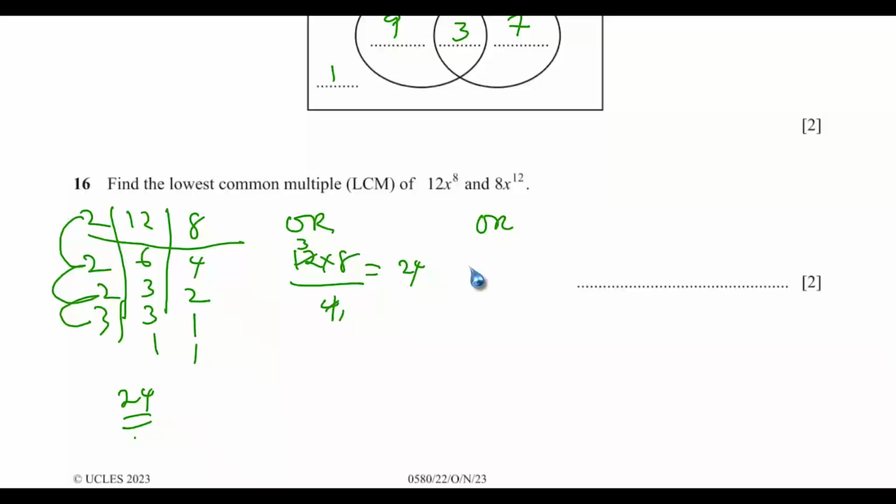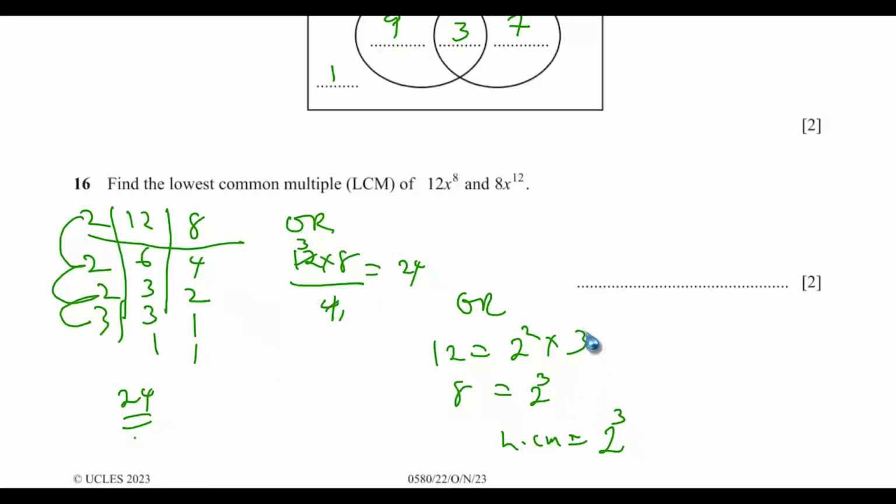Or another way is to write 12 in index form. So 12 will be equals to 4 times 3, which is 2 to the power of 2 times 3. Then 8 is equals to 2 to the power of 3. Then you compare the two numbers, and you select the number with the highest power. So the LCM will be equals to, we have 2 to the power of 2, 2 to the power of 3, so we select 2 to the power of 3.